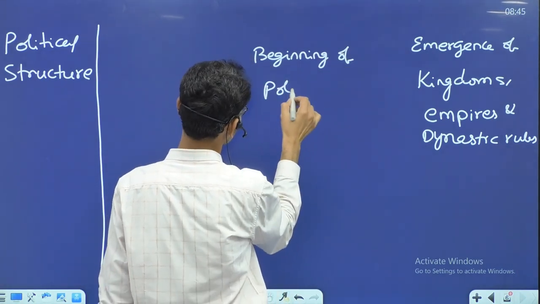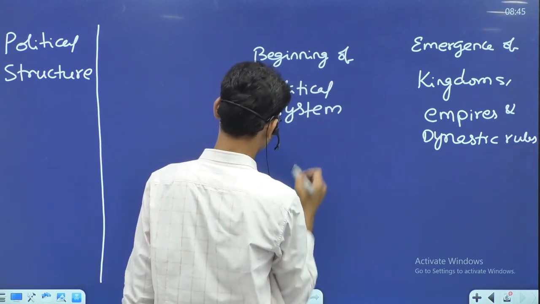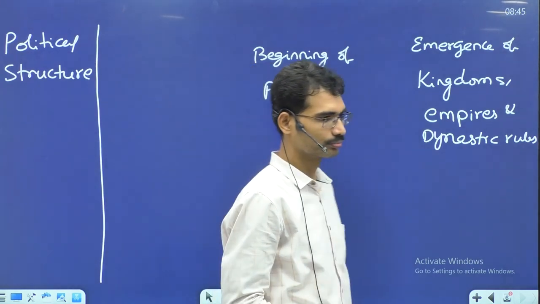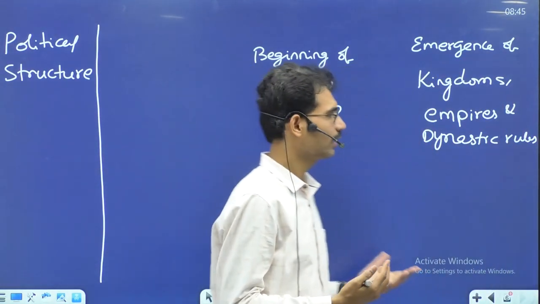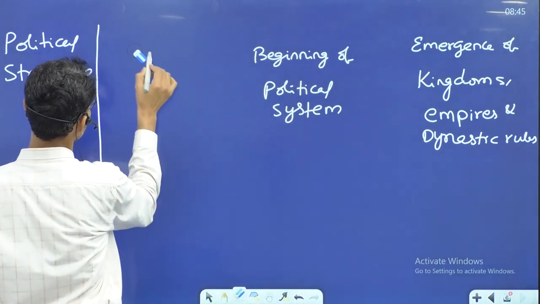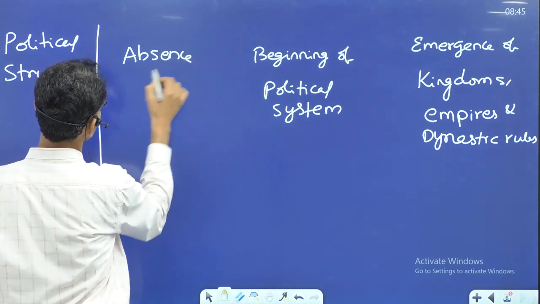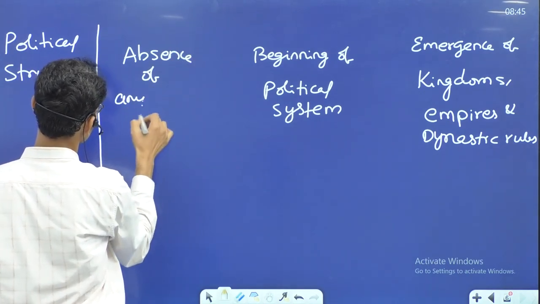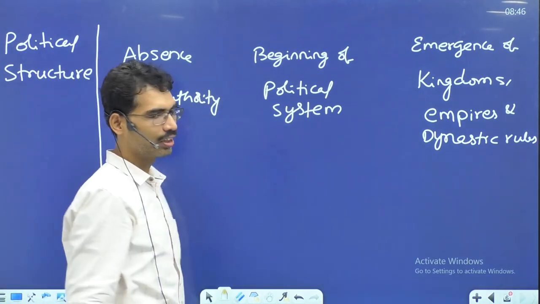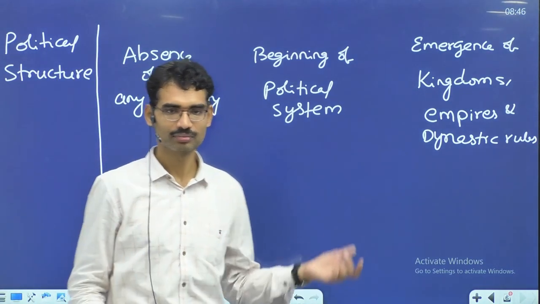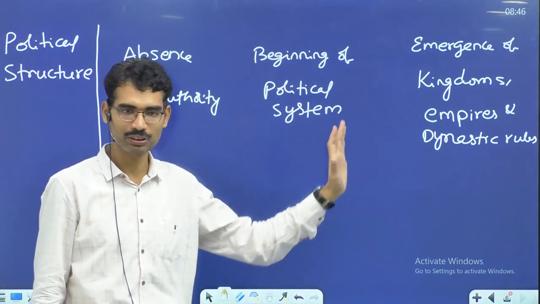Beginning of political system. Here, absence of anything. Hardly will people stay in one place. It's very difficult for a political system to emerge. People will keep on moving from one place to the other.